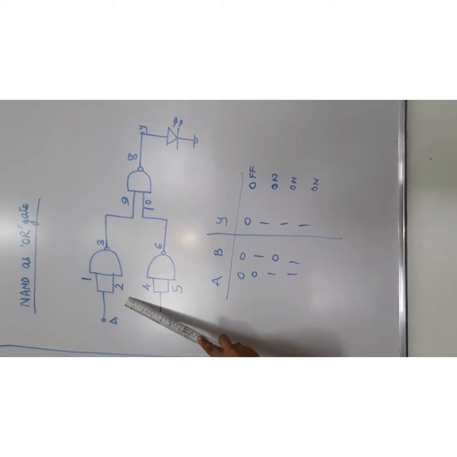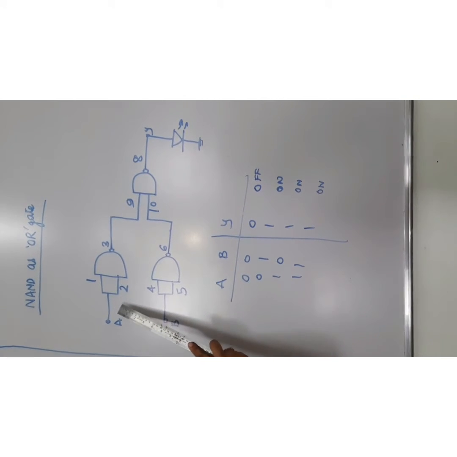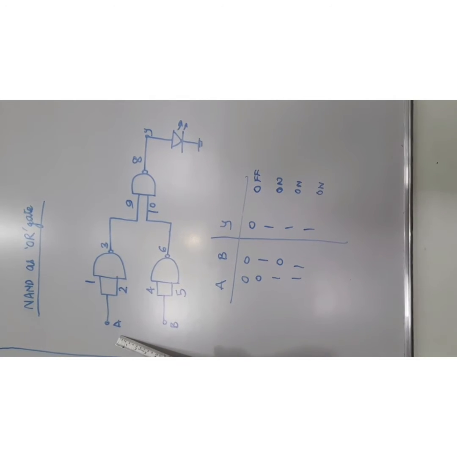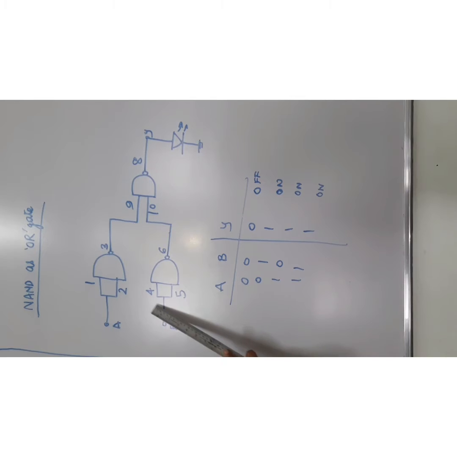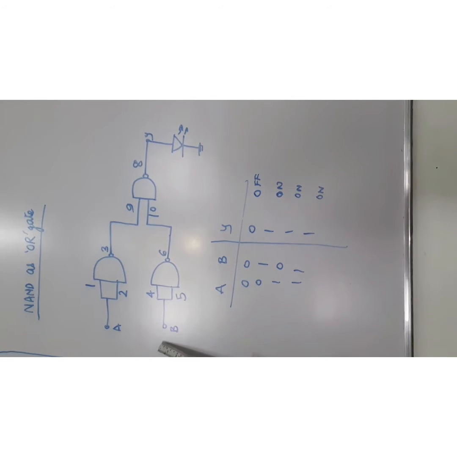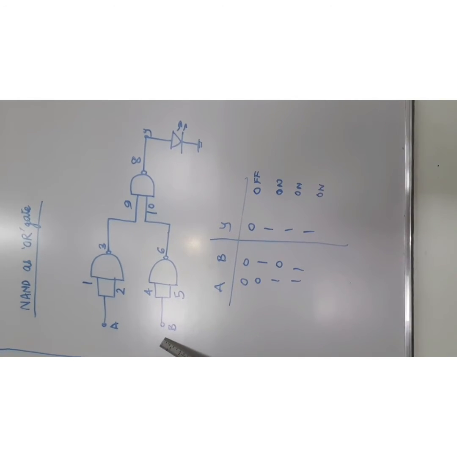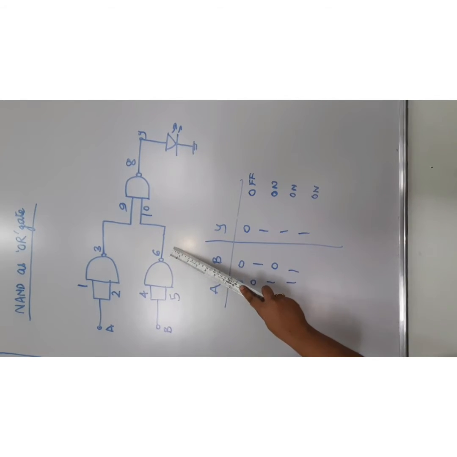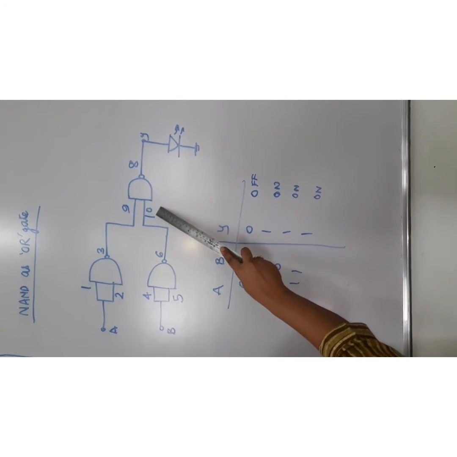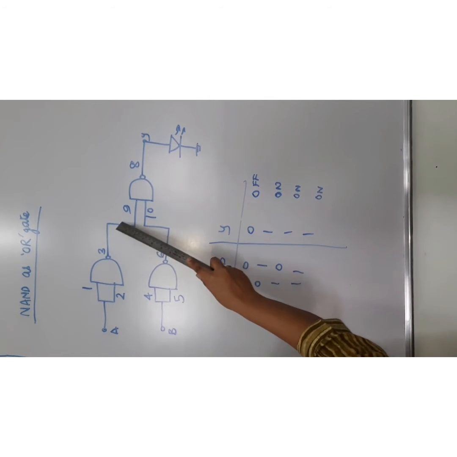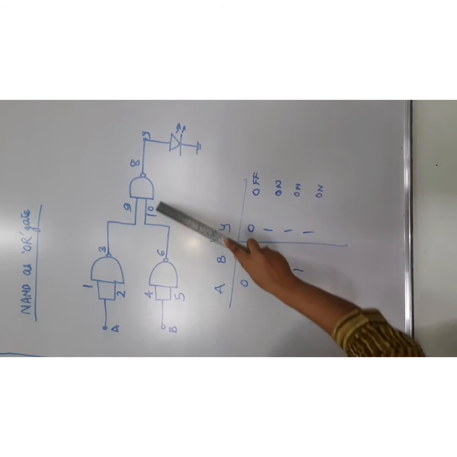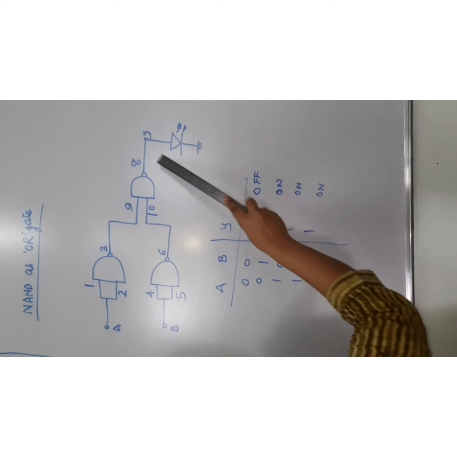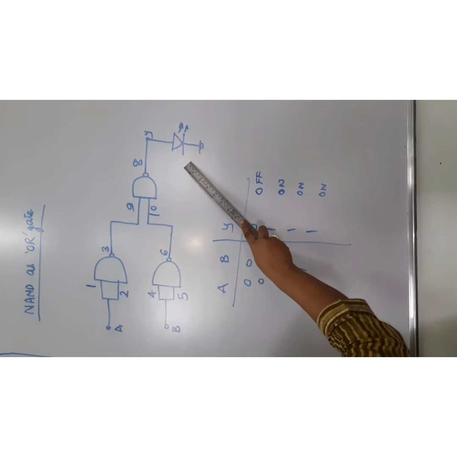Pin number 1 and 2 we are going to short, connect together, and take it as a single input A. Pin number 4 and 5 we are going to connect together and take it as single input B. Then pin number 3 of this NAND gate and pin number 6 of this NAND gate are going to be connected to pin number 10, and 3 is going to be connected to pin number 9 of this NAND gate, and at the output we are going to connect the LED to check the output.